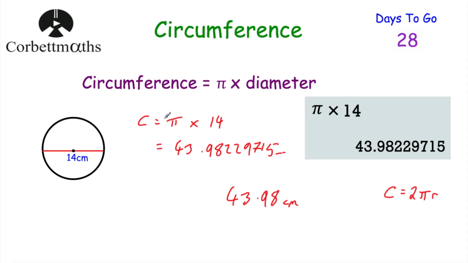Now, in this video, I'm going to be using circumference equals pi times diameter because that's my favorite formula. That's the one that I use a lot. But if you want to use this version, feel free to.